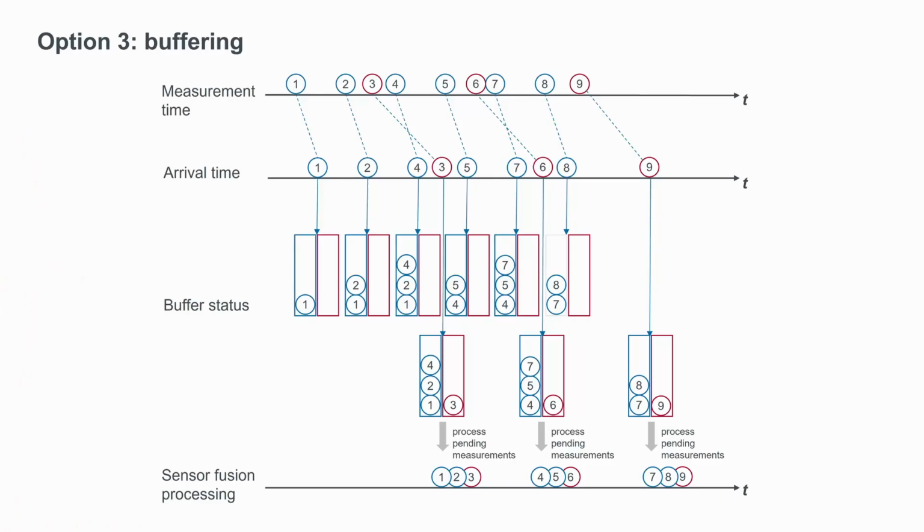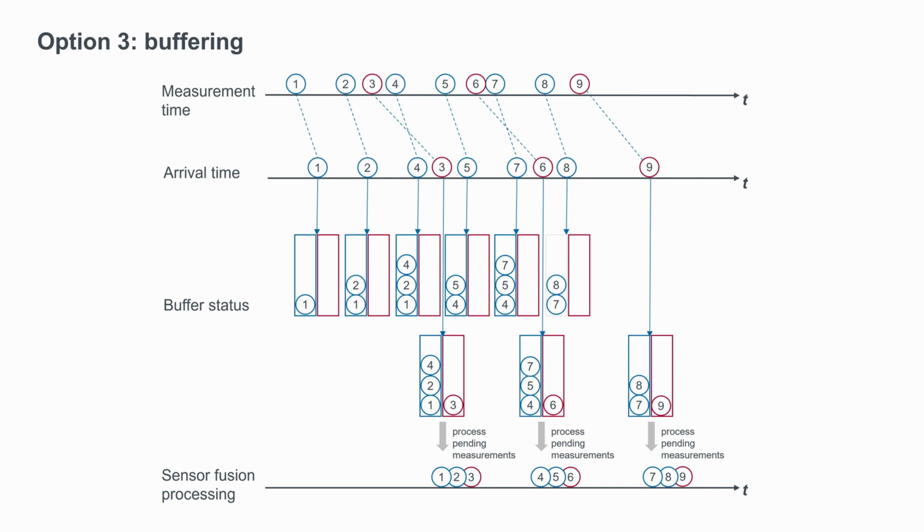Let's take a look at how the measurements are buffered and processed. Here we let the sensor fusion system try to process any pending measurements each time a new measurement arrives. Maybe you have noticed that the consumption of the pending measurements remains possible as long as none of the buffers is empty.